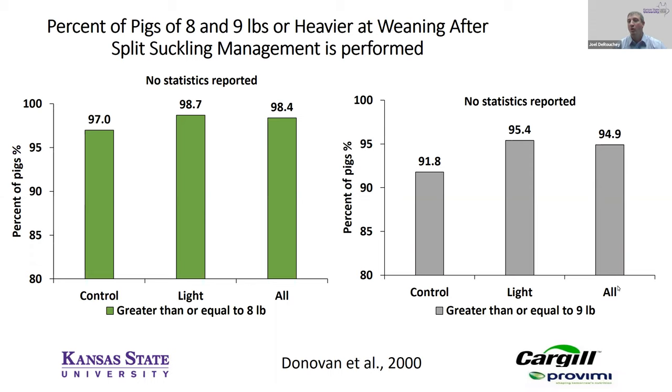Or in this part, what's called all is reflective of pigs where both the lightest and the heaviest were split suckled uniformly and then put back as a common litter. And what we can see is for pigs greater than 9 pounds, we actually saw a percentage increase when pigs were split suckled, approximately a 4% increase in the lightest pigs, as well as when all the pigs were split suckled. Many producers implement split suckle feeding, and this is what I want to point out as a way to help bring up those lightest pigs' weight that would have a potential impact on the entire litter CV to help producers down the line as well.